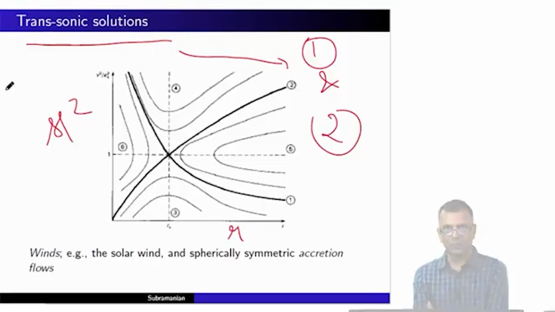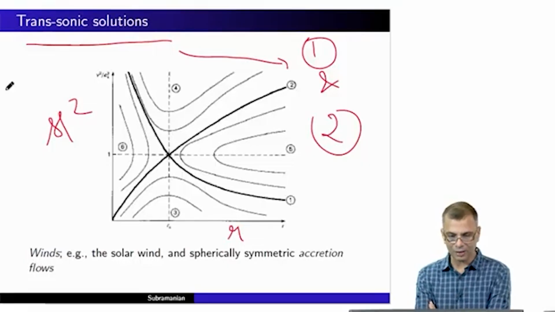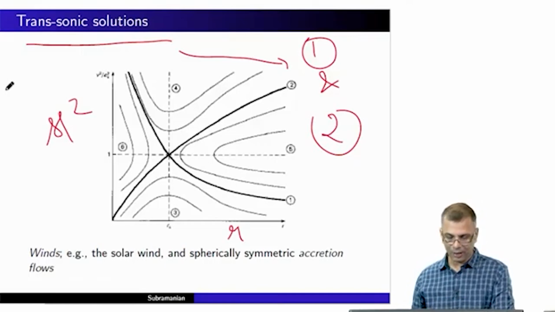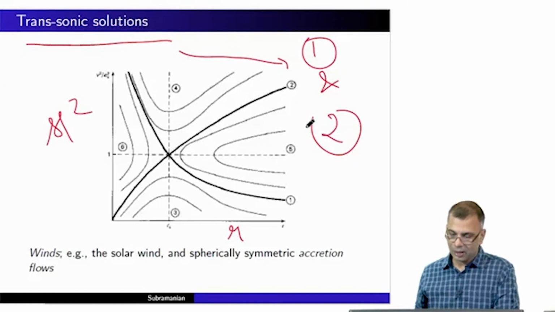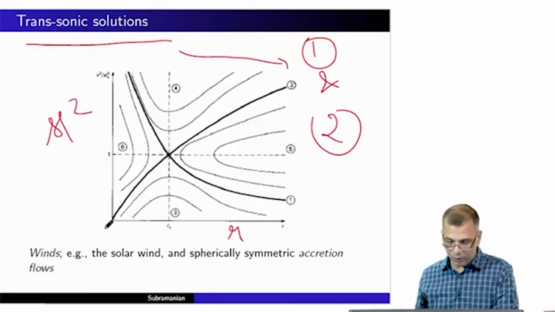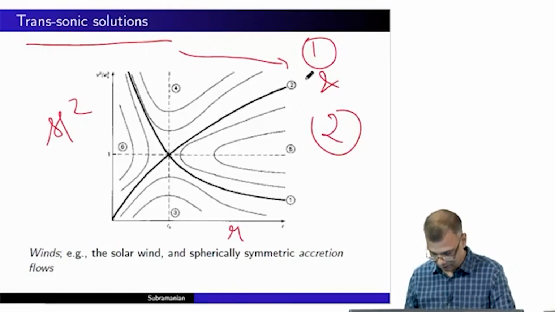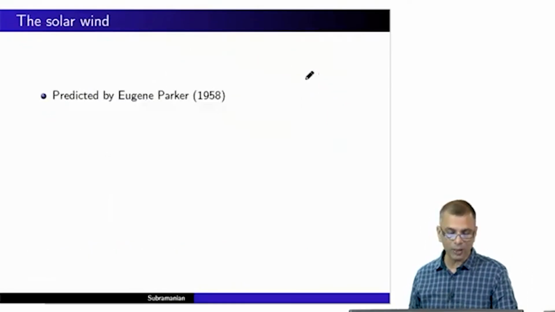Okay, we just discussed this in some detail, and we said that if we are talking about the solar wind, we really should be talking about solutions like this, solutions like 2, which start out subsonic at small radii, pass through a sonic point, and become supersonic at large distances, right. So, a little bit about the solar wind.